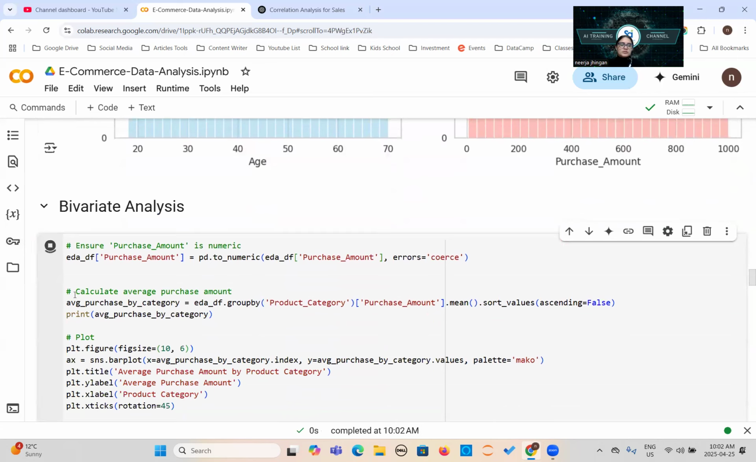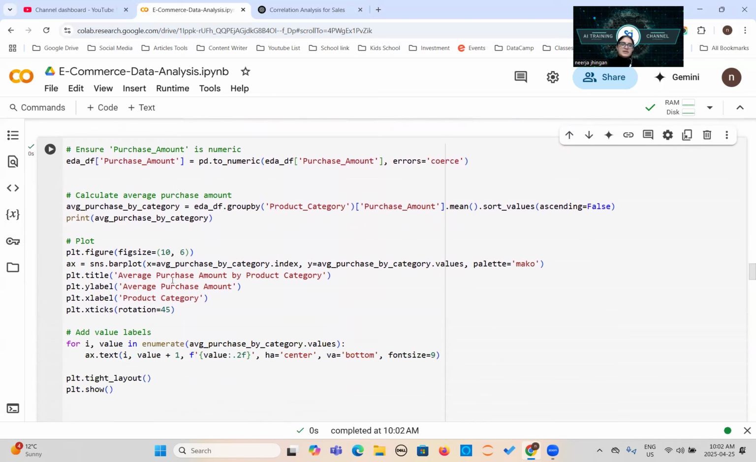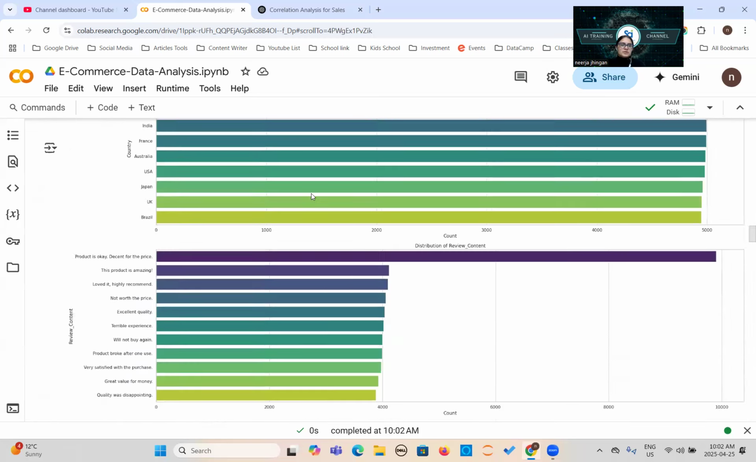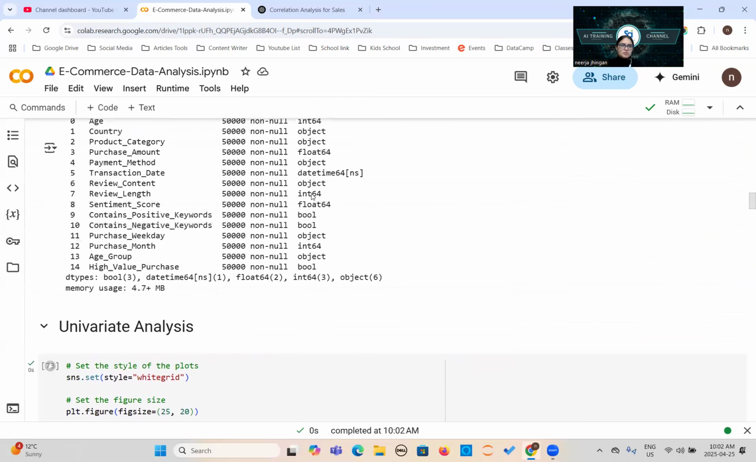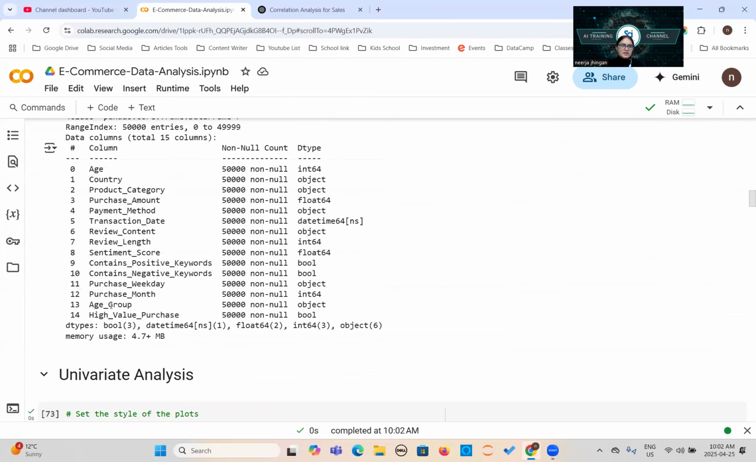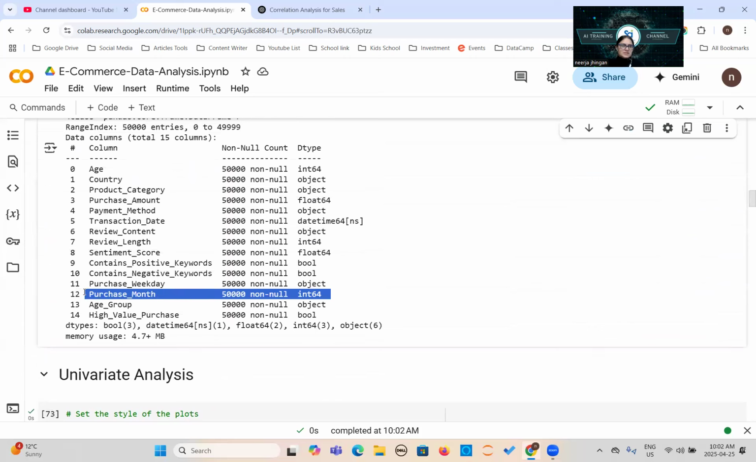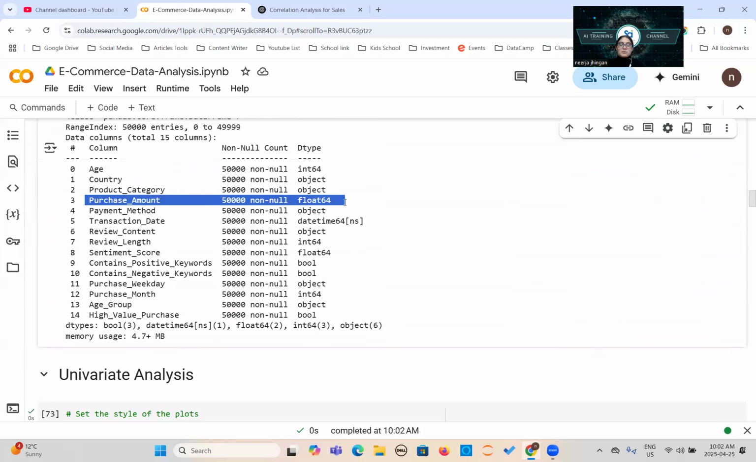Now we will work on the bivariate, where we are using two features actually. Okay. So here I'm just checking my purchase amount, like if there is any error. Okay. Your purchase amount, if we go back, let's go back. Look at this here. This is purchase month. This is purchase amount.